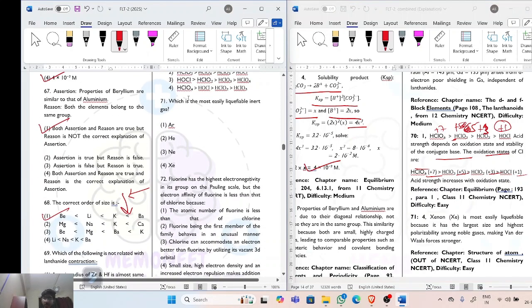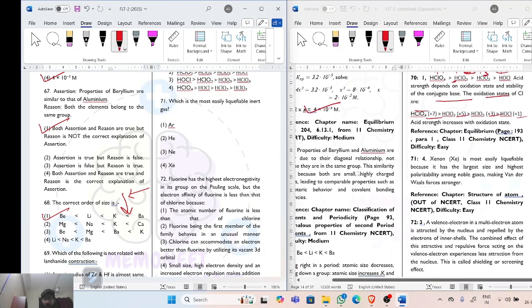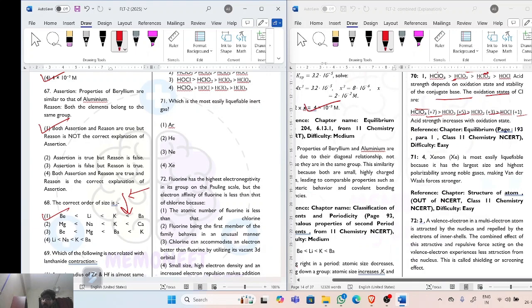Now let's come to question number 71. Which is the most easily liquefiable inert gas? Xenon is the most easily liquefiable because it has the largest size and the largest polarizability among noble gases, making van der Waals forces stronger. So xenon is our correct answer.